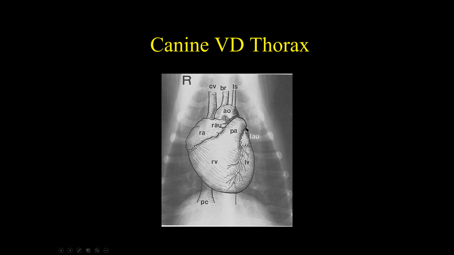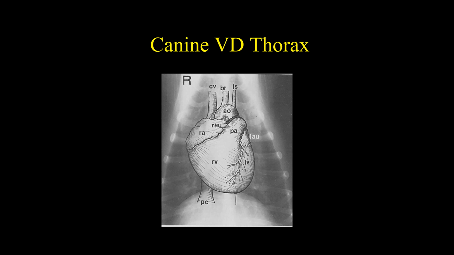Then we said on the VD view, we have this little weird left auricle that lives from about 2 to 3 o'clock. And again, the left auricle, you'll hardly ever see. On rare cases, which we're going to talk about, you will see it. Then from about 3 o'clock down to 6 or 7 o'clock is the left ventricle. And then from 6 or 7 o'clock all the way back up to about 11 o'clock is the right heart. So right atrium at the top and right ventricle at the bottom.